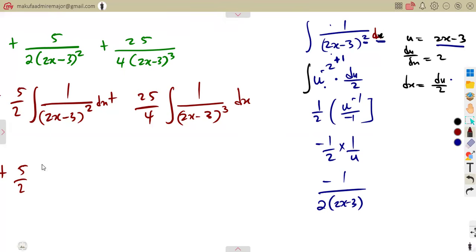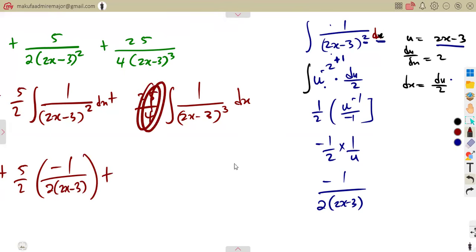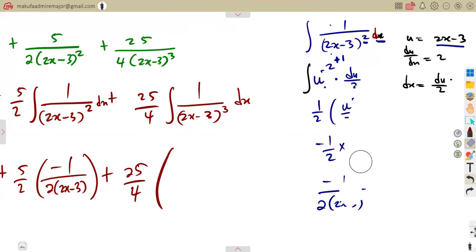Okay, so this whole part is going to give us -1/2 times 1/(2x minus 3). Okay, plus 25/4. So you're integrating each part. 25/4, you integrate that part.